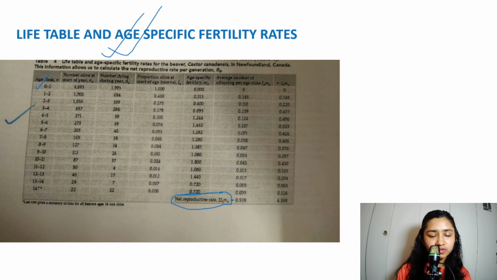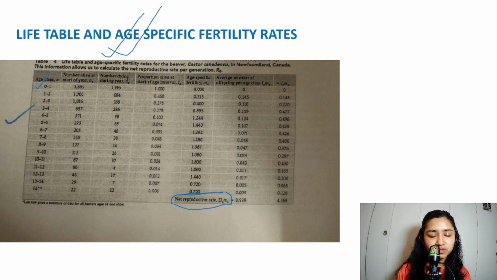So LX equal to NX by N0. Then age specific fertility, this is one new parameter you need to know. Age specific fertility is known as MX. Then the average number of offspring per age class is LX MX, the multiplication of LX and MX.